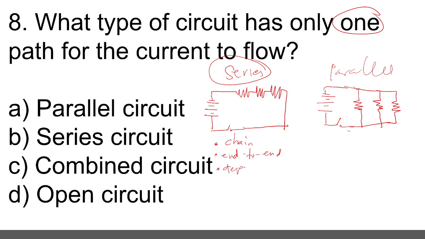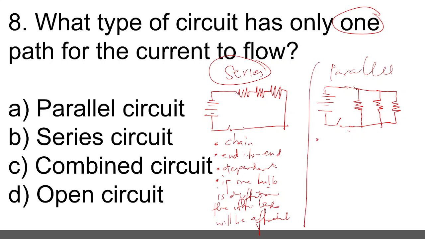It is dependent, and if one bulb is defective, the other loads will be affected. Yan. Now, for parallel naman, this is a side-by-side connection. Okay, this is independent. And if one bulb is defective, the other loads will not be affected.